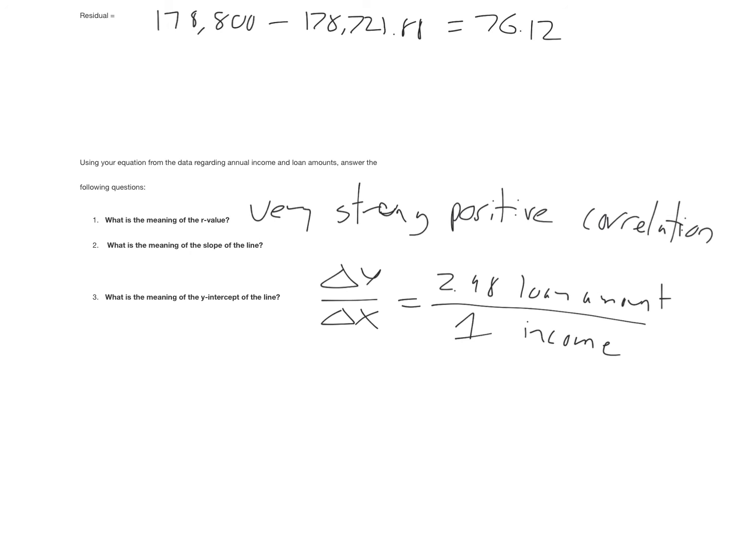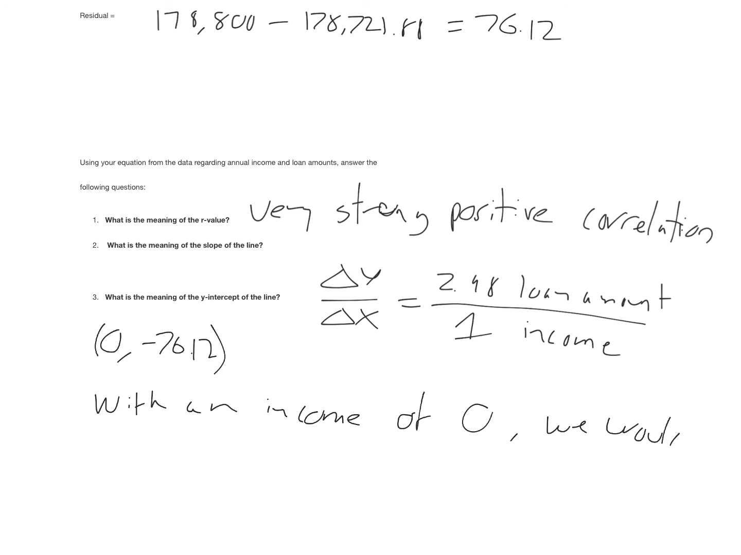The y-intercept, just like for explaining the slope, I want to think about, okay, well, what is y-intercept? And then fit these variables to it. Y-intercept is a point. It's 0, comma, some number, which in this case is negative $76.12. So this means with an income of 0, we would expect, excuse my handwriting with the stylus, a loan of negative $76.12.